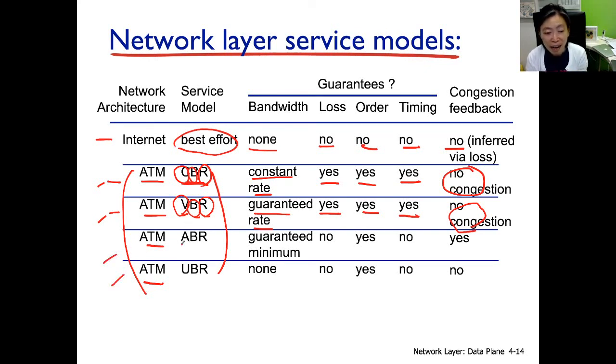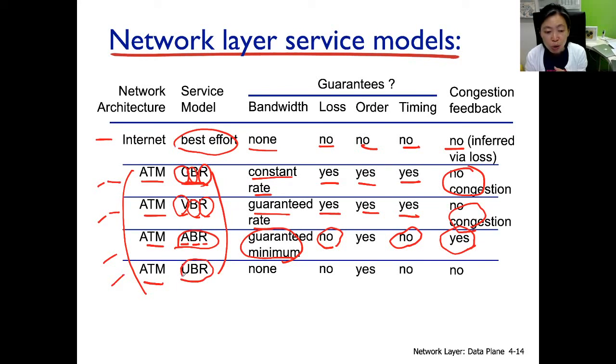however, available bit rate service. So this only guarantees a minimum rate. Therefore, there could be losses and the timing cannot be guaranteed because there's a lower rate. Packets could arrive faster than they can go out. So they could get buffered, they could get dropped at the buffer. But in ATM, even though there's no guarantee of the bandwidth or delay, there will be explicit congestion signal back to the data source.